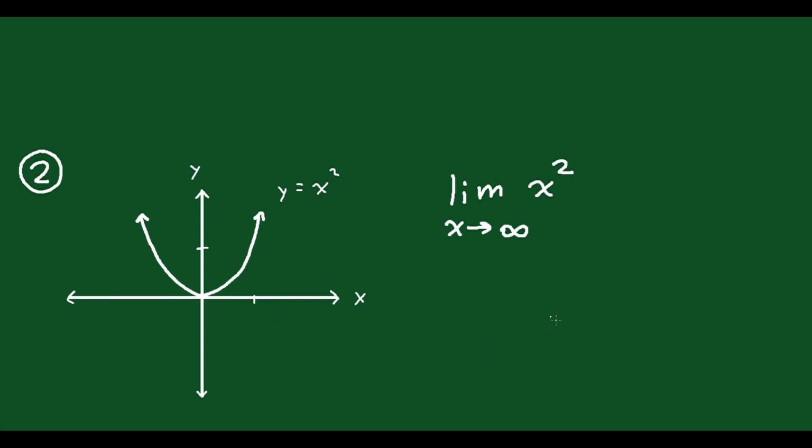And that kind of answers my question, right? What happens to the value of y as the value of x gets bigger and bigger and bigger? Well, this just continues in this direction forever. So we can say that as the value of x goes towards infinity, the value of y also goes towards infinity. Your answer is infinity.